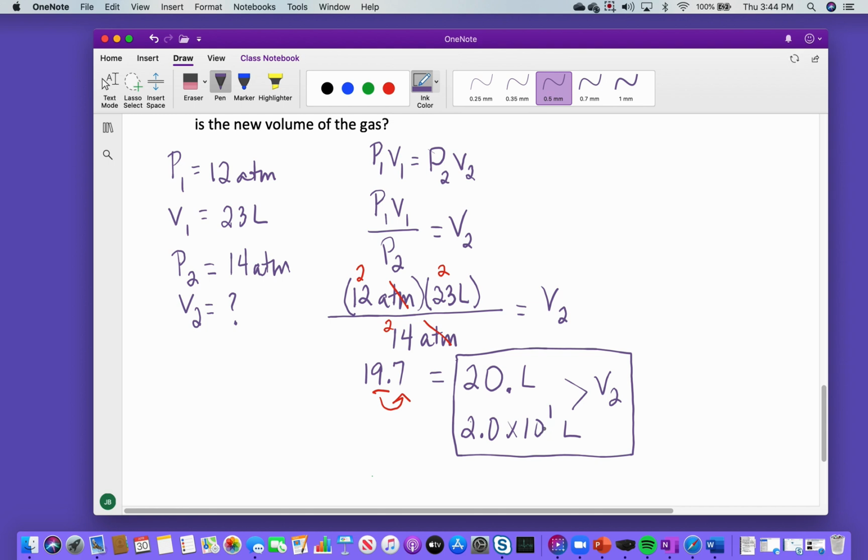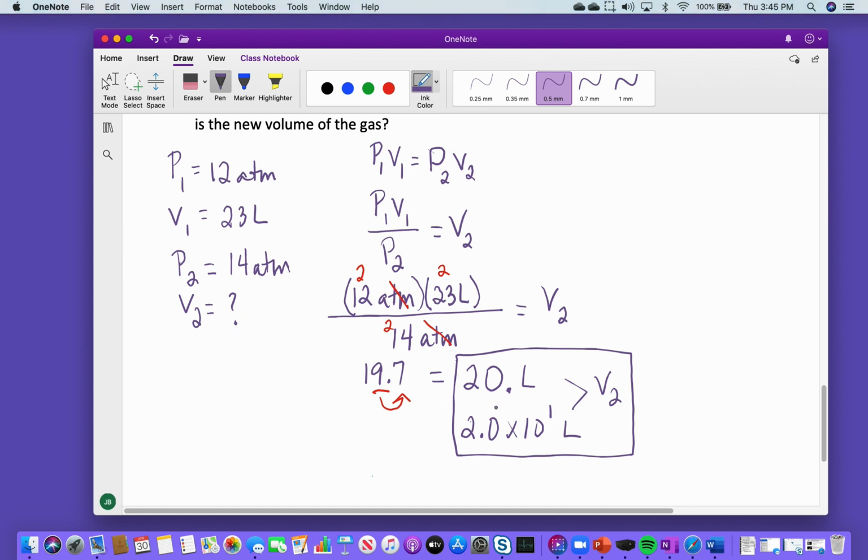Now, the other thing I would like you to do to help ensure that you're on the right path is ask yourself this question: does your answer make sense? Okay, so remember, we said we have an inverse relationship between pressure and volume. What was the change in pressure? Did it increase or decrease? Okay, we went from 12 to 14. So we see that the pressure increased. If the pressure increased, that must mean that our volume then, because it's an inverse relationship, decreases.